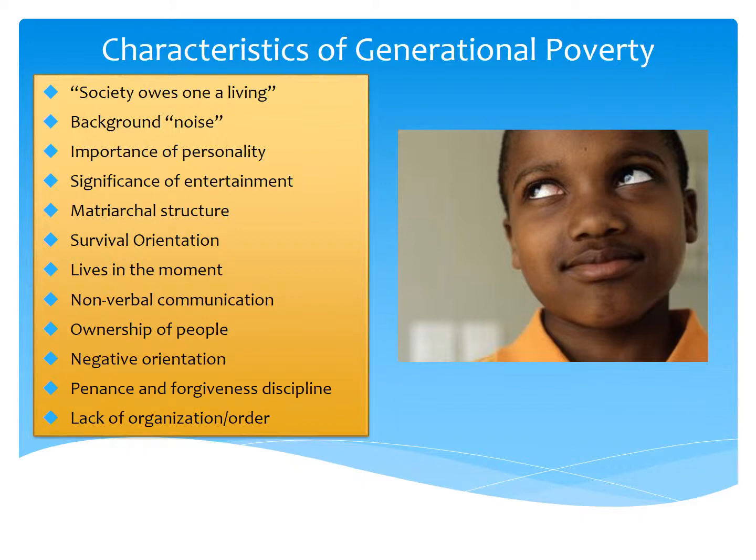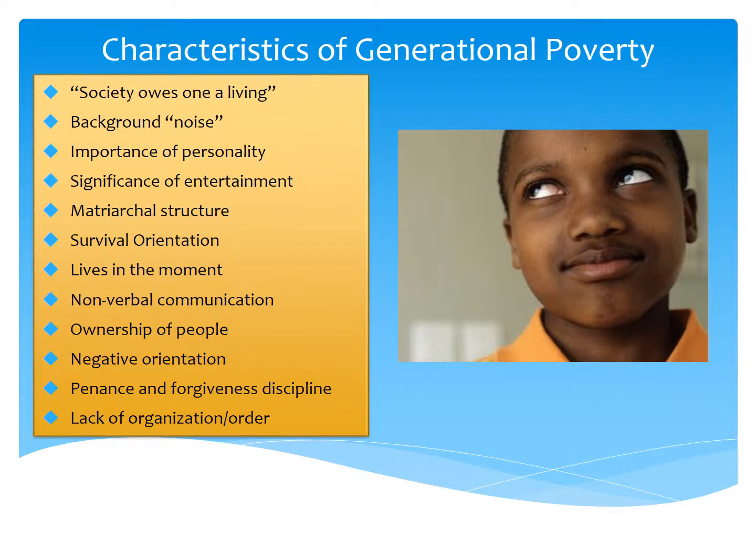Most of the youth also come from matriarchal families. Mom is going to be the most important in the house. And a lot of our kids are operating in the survival orientation, meaning they're going to do whatever they need to do to make it to the next day. This may mean literally surviving or maintaining where they are socially or in society. Most of our youth are going to live in the moment and make decisions based on how they feel at that moment in time. And then nonverbal communication is very important.